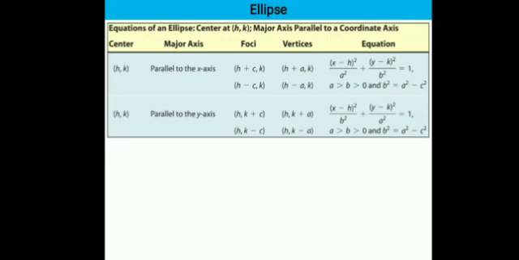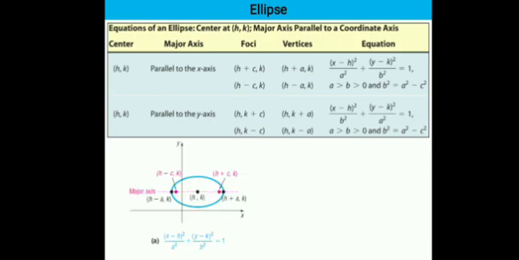If the center is at h, k and the major axis is parallel to the y-axis, to find for the foci, we have h, k plus c and h, k minus c. Vertices is h, k plus a and h, k minus a. The equation is a little bit different. That is x minus h squared all over b squared plus y minus k squared all over a squared is equal to 1 with the same property that b should be greater than 0 and must be lesser than a.